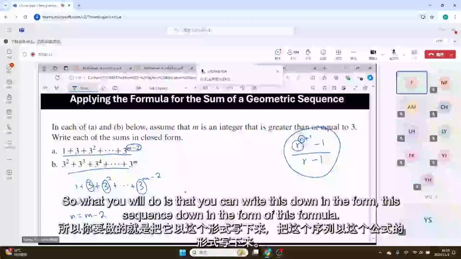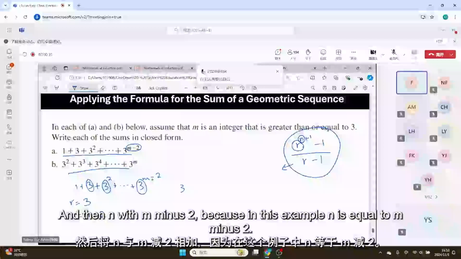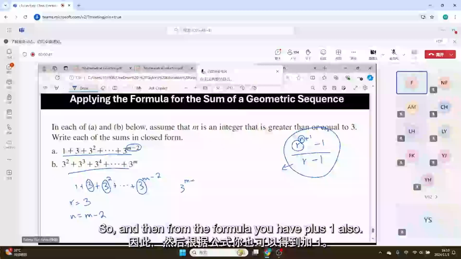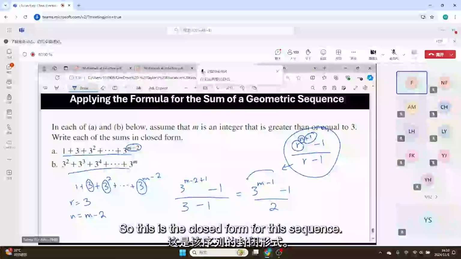Okay, so what you will do is write this sequence down in the form of this formula. Replace every R with 3, because in this particular example it is equal to 3, and then n with m minus 2, because in this example n is equal to m minus 2. And then from the formula you have plus 1 also. Here you have R, so that is equal to 3. Okay, then simplify it. So this is the closed form for this sequence.